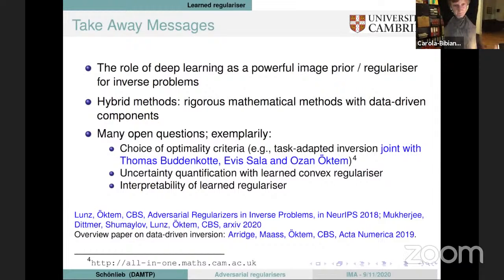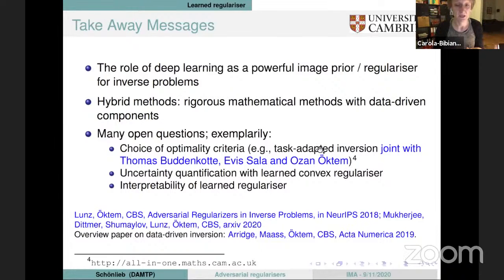Okay, so takeaway messages. I really think that neural networks are a very powerful way to parameterize things that historically we have proven that we can't really model very well, like the regularizer. The right direction is when we combine data-driven approaches with rigorous mathematical methods. And there are many open questions. Yeah, so choice of optimality criteria for training such regularizers.